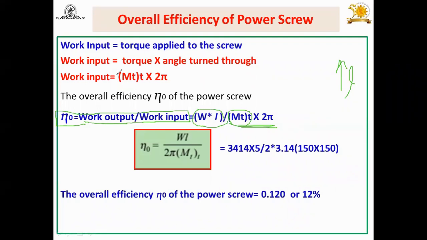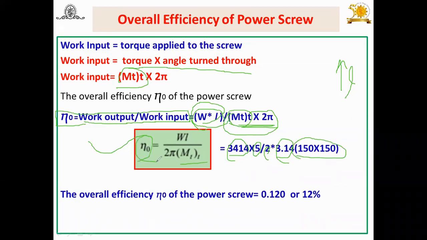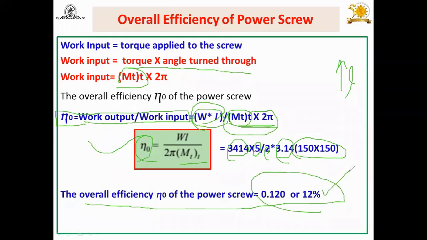And what is work input? That is torque into angle turned through, so total torque MTT into 2 pi. It's the input, and W into L is the output. Therefore, overall efficiency is WL by 2 pi into MTT. We have calculated W and the lead L, with pi as 3.14 and total torque 150 into 150. You will get the overall efficiency of the power screw equal to 0.120, or 12%. Remember, it's 12%. I hope you got it.